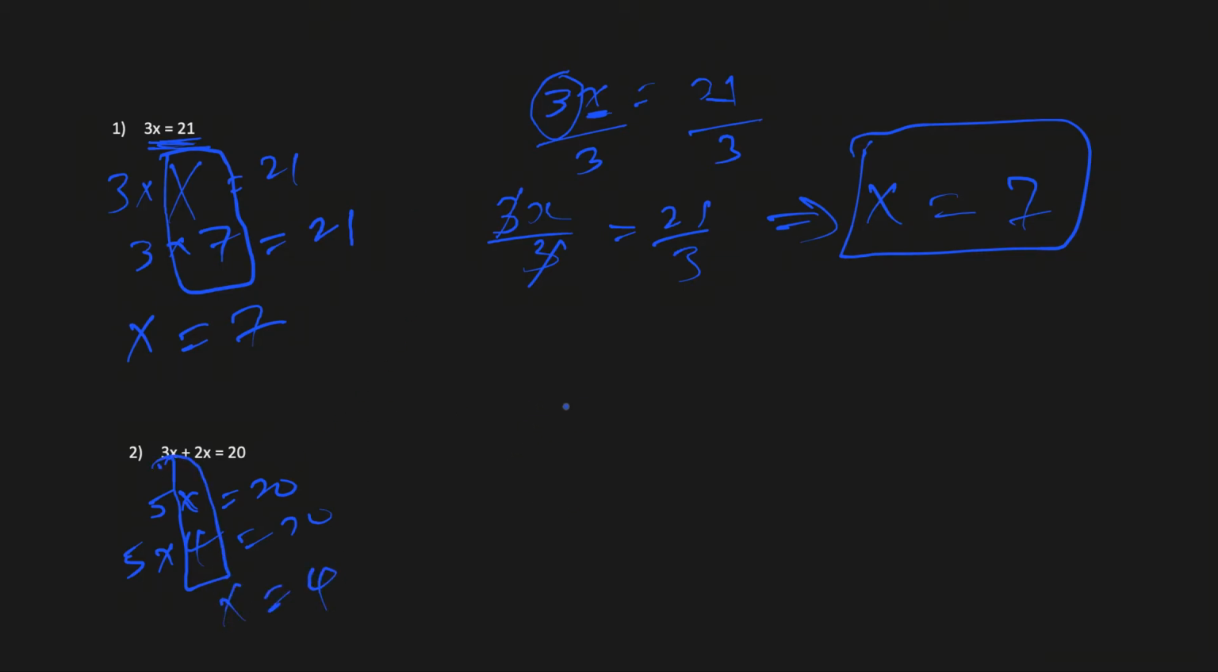Or if you want to solve it the other way, we have 5x equals 20. We just want x on this side. So in order to just have x on this side, we'll have to divide by 5. So we divide both the sides by 5, and this cancels. We just get 1x, which is x, and 20 divided by 5 is 4. So this is our answer.